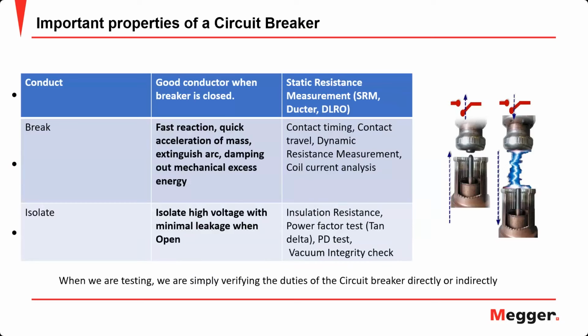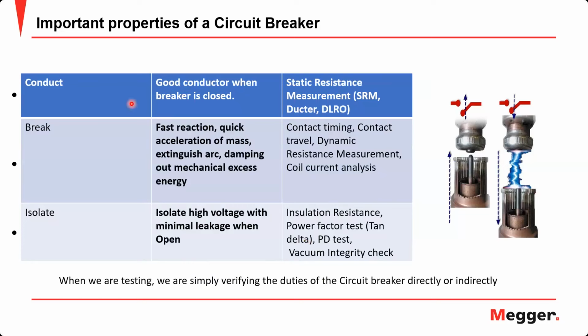Now we'll talk a bit about the important properties of a circuit breaker. The circuit breaker has three main jobs. It has to be a good conductor when it's closed, and it has to be a good isolator when it's open. And when opening, it has to open quickly to extinguish the arc.